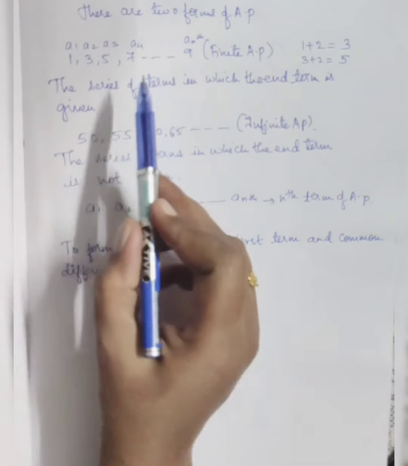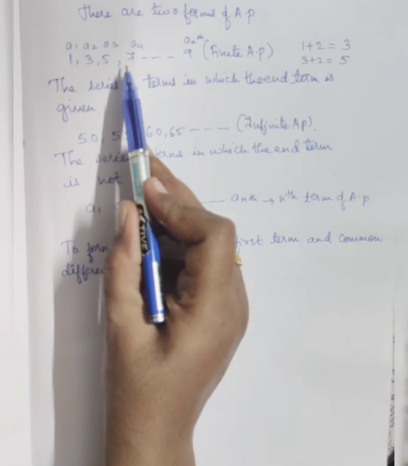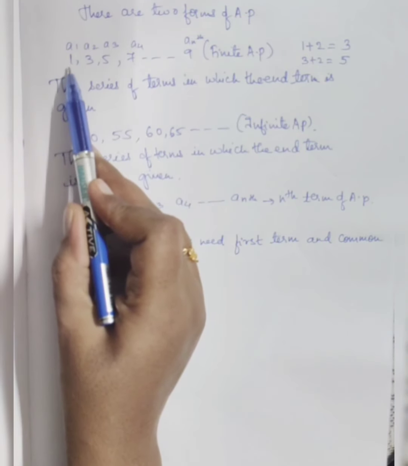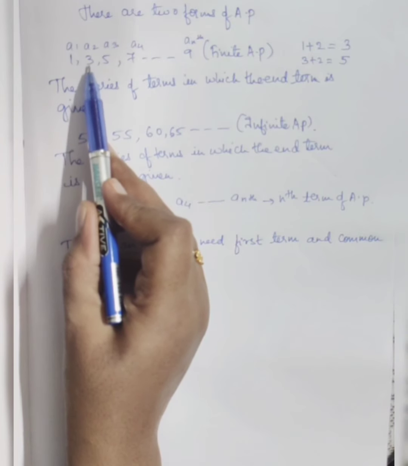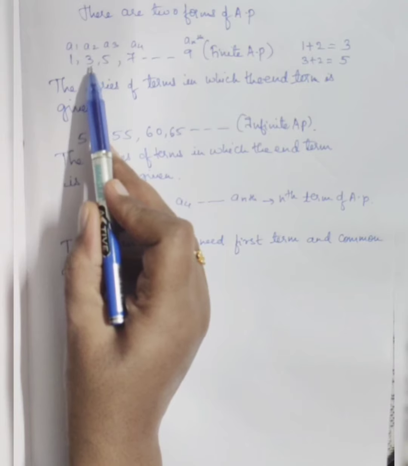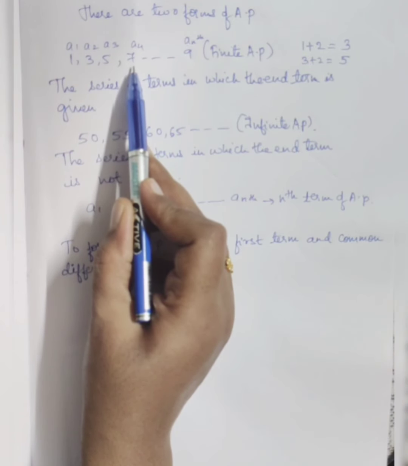Here also you can denote the numbers as A1, A2, A3 and A4, but the nth term is not given. So such a series is called infinite AP. The next is A1, A2, A3, A4, and so on up to AN. This is called the nth term of AP.